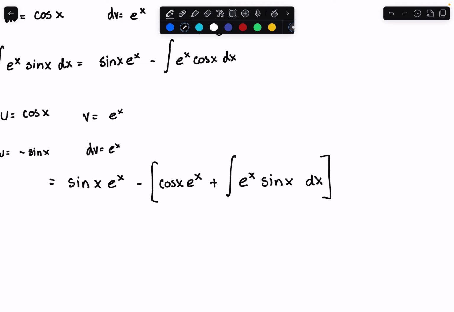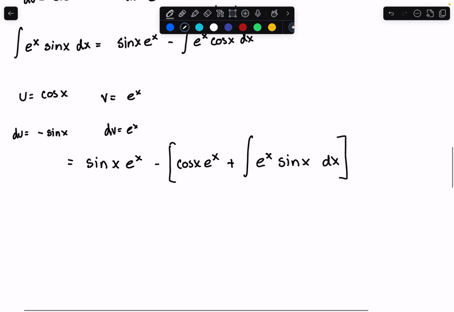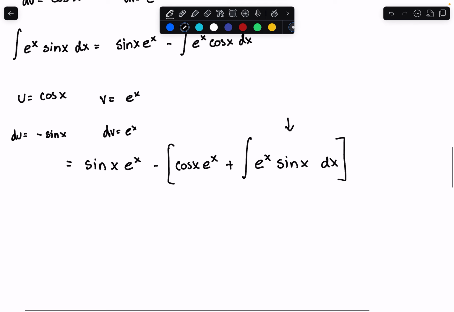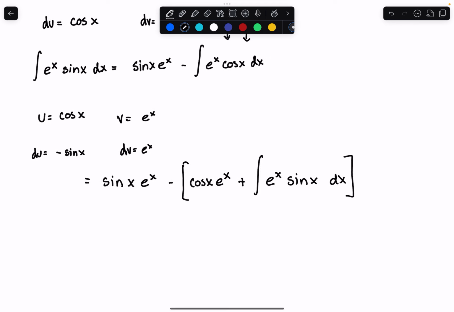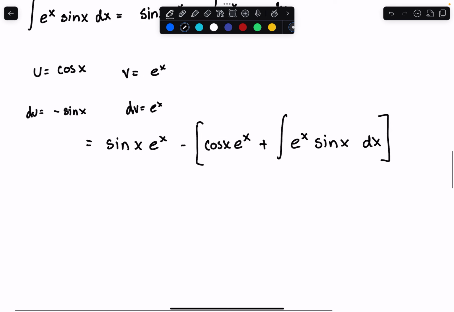Now this is a bit of a problem because we're now back exactly where we started. We just have the integral of e to the x sine x, which is what we were trying to solve for initially. And you could keep trying again and again using integration by parts, but you're just going to go in this loop again and again. So how do we fix this?